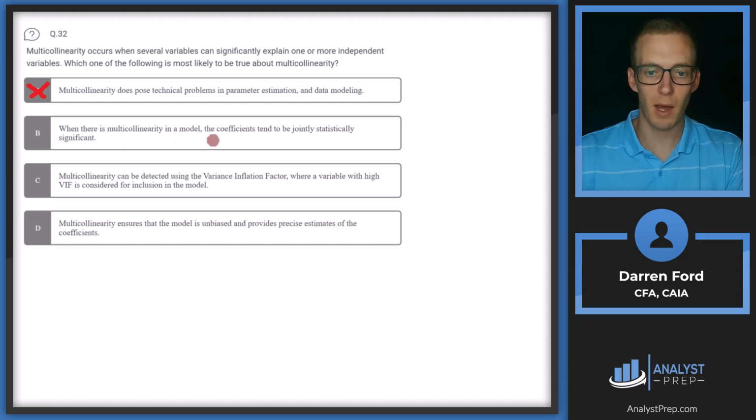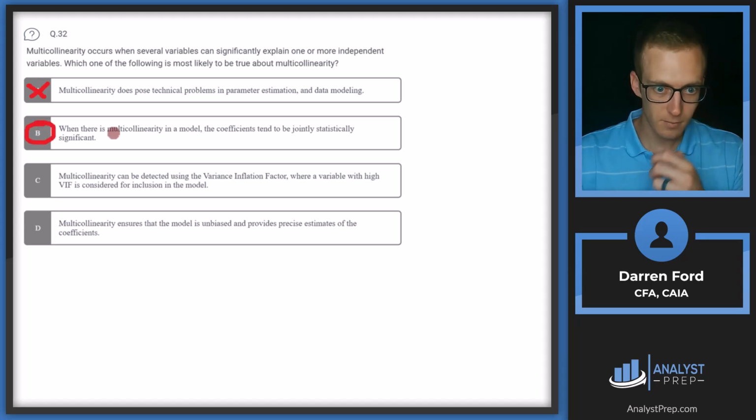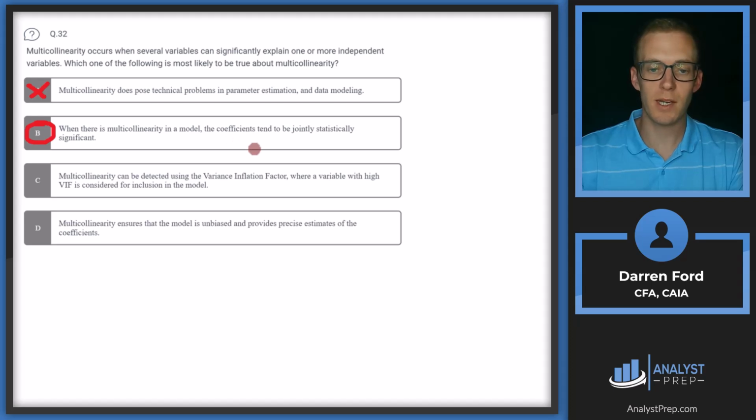B, when there is multicollinearity in a model, the coefficients tend to be jointly statistically significant. This is likely going to be our answer. Essentially, it means there is going to be overlap in what the coefficients are proving out for the dependent variable. An example is if we use two different employment indicators in the same model. Say we used the unemployment rate in some state or region of the US, so we use the unemployment in California, and then we also use the unemployment in the US as a whole. Those factors are probably explaining the same types of economic movements, so they're going to be jointly statistically significant because they're measuring a similar or the same thing.